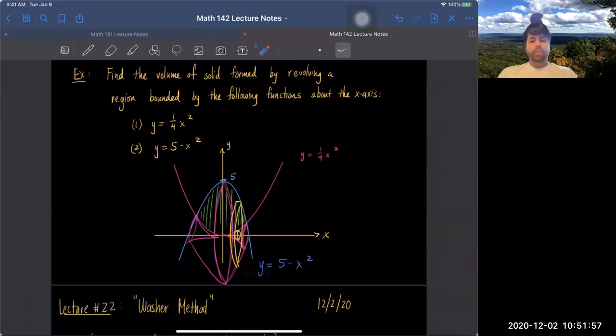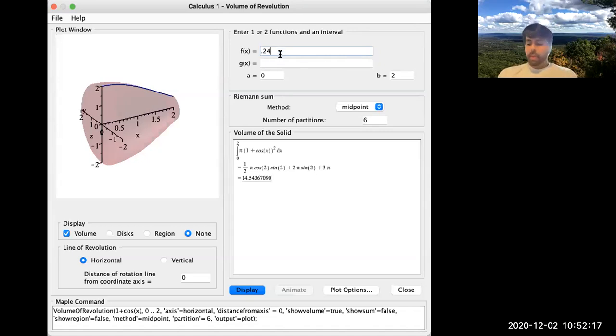which is a very useful tool that you all can download from CUNY email. And let me write that again. So let me share my screen. I'm going to share the Maple applet here. So f of x represents my top function here. So it's 5 minus x squared. And then I get 0.25 times x squared.